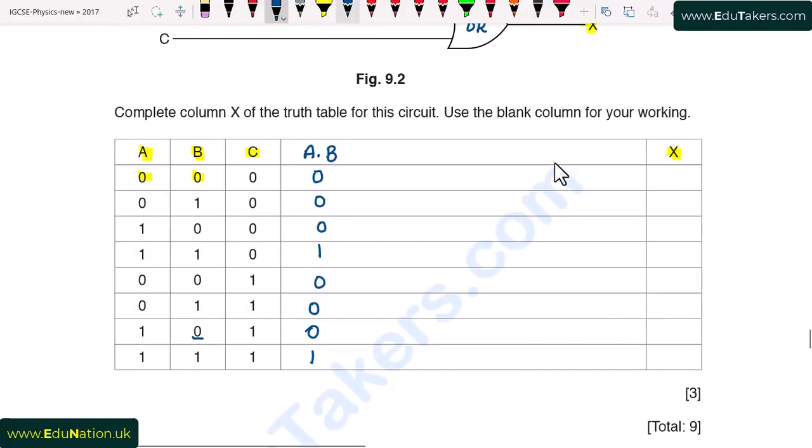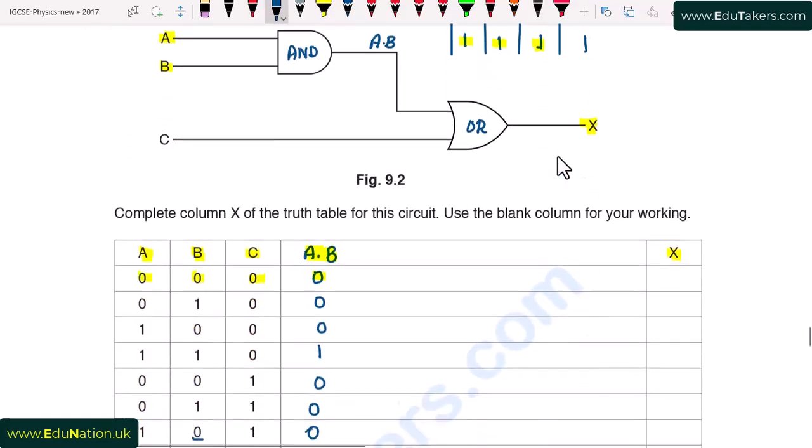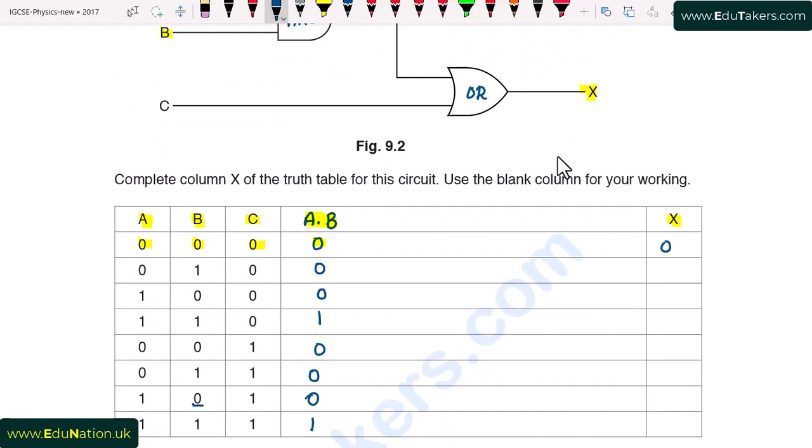Now here I have considered C and A and B. So first combination is 0, 0. So here 0 and 0 and 0. Both of the inputs are low, the output will be low. So I write here 0. Second one is again 0, 0, so it will be 0. Third one again 0, 0, it will be 0.